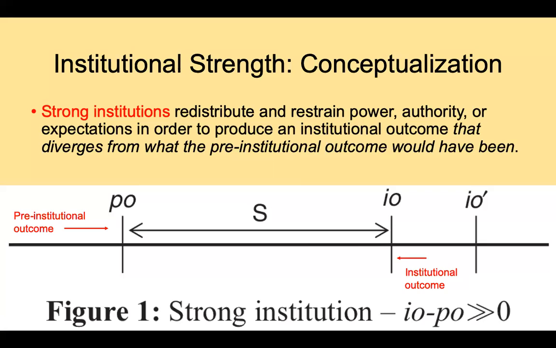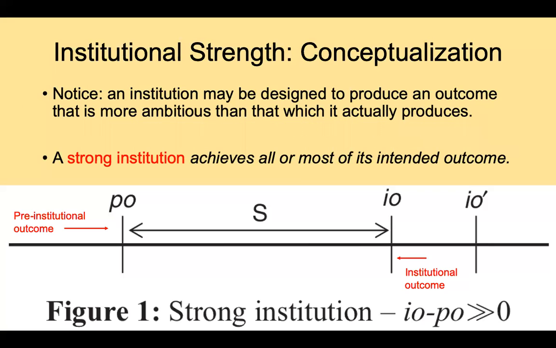Now, the question of the institution's strength comes down to what degree the actors actually change their behavior and to what degree the institution actually produces the expected outcome. Now, what you should be noticing is that there can be a gap between what the institution is supposed to accomplish or what outcome it's supposed to produce and the outcome that it actually produces.